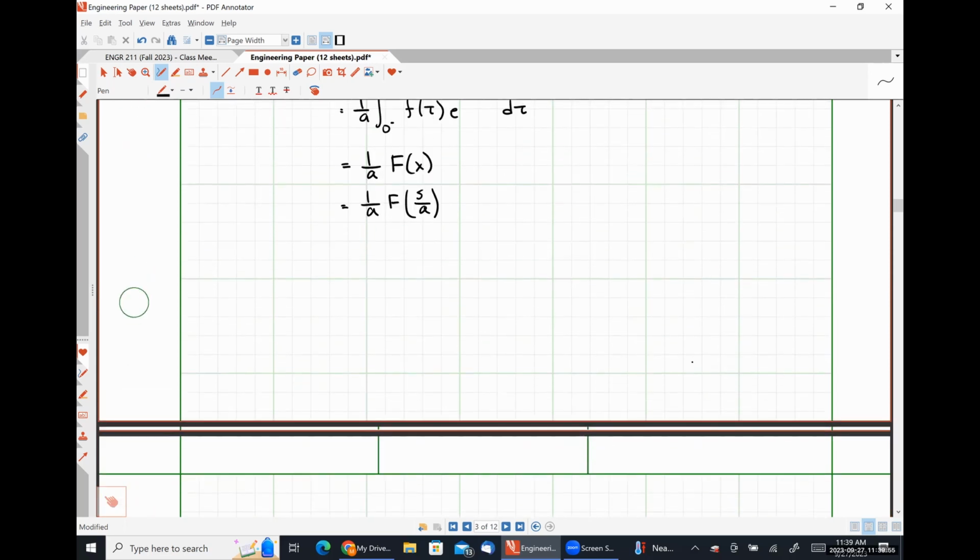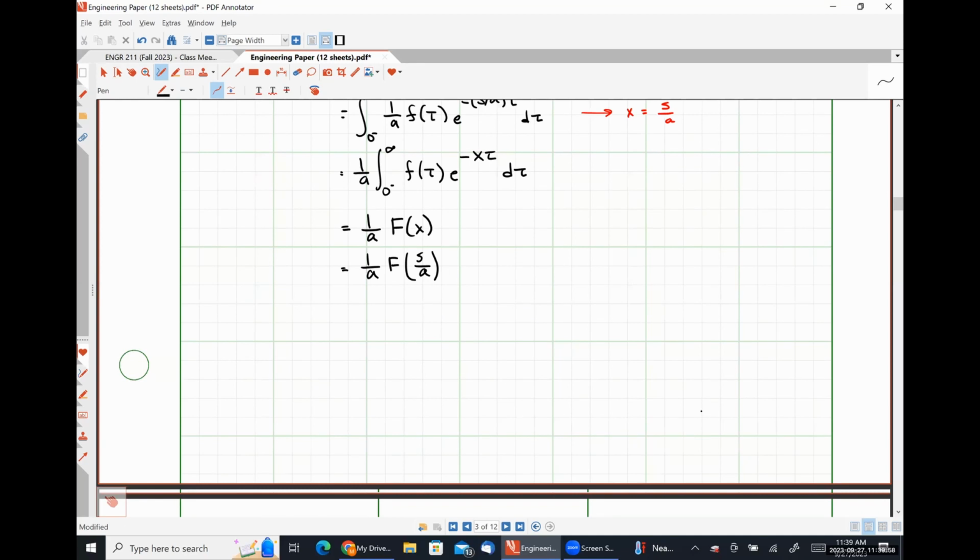Our third property, I'll start on this page, is time shifting. So we stumbled into this one when we dealt with our, sorry, that should be capital T, rectangular pulse waveform on Monday, right?